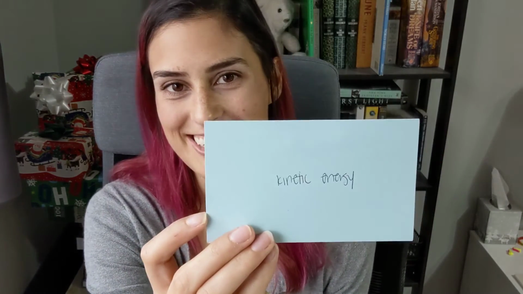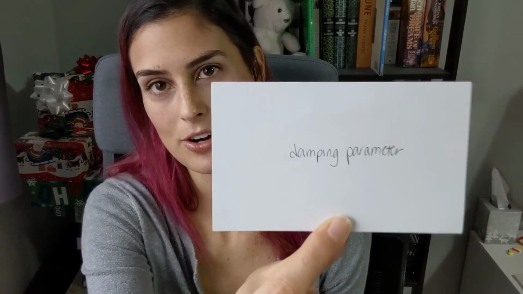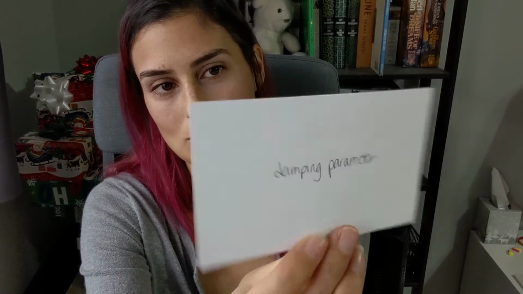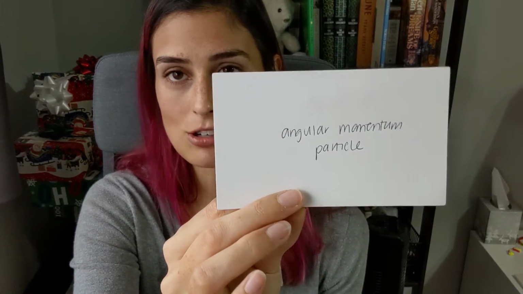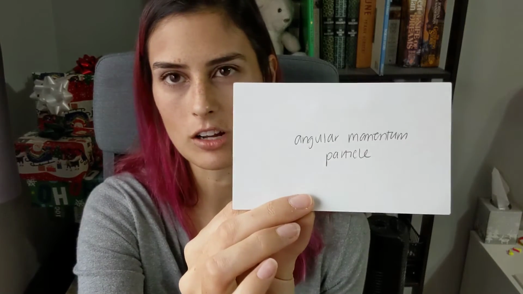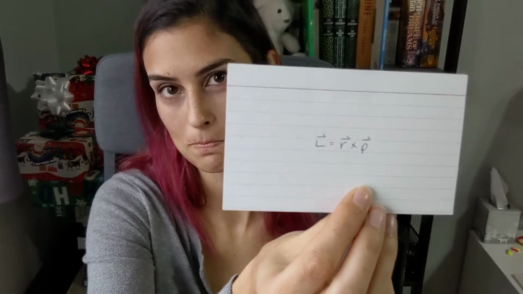Reduced mass for relative motion. So this is mu, and it's equal to m1 times m2 divided by m1 plus m2. Kinetic energy, 1/2 mv squared. It's always a good one. The damping parameter. This parameter is beta, and it's equal to b over 2m. The angular momentum of a particle. Here I was looking for a very generic equation, so L equals r cross p, where p is the linear momentum.